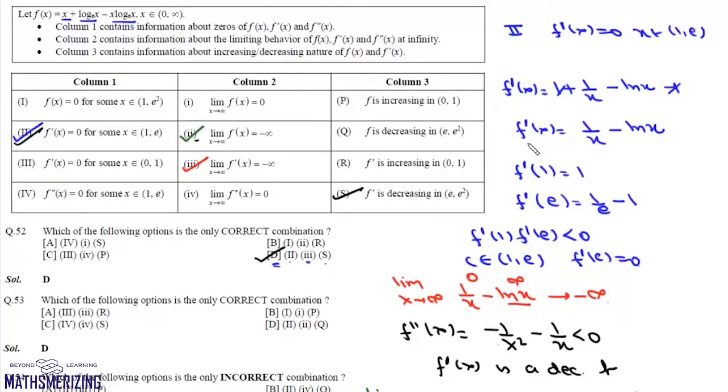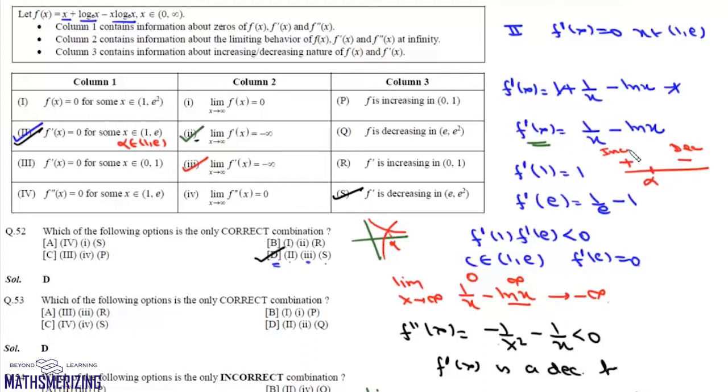Now if we look at this f dash x, which is 1 by x minus log x, then we know that this is the graph of log x and this is your 1 by x. So both these graphs, they'll intersect at only one point, which is alpha. We have already proved that this alpha lies in 1 comma e. So if we have any alpha which lies between 1 and e, then right hand side is negative and left hand side is positive.